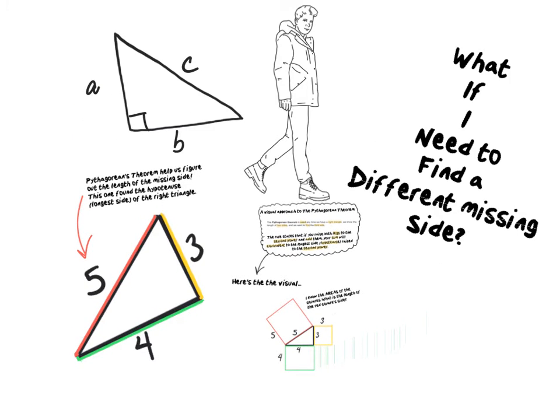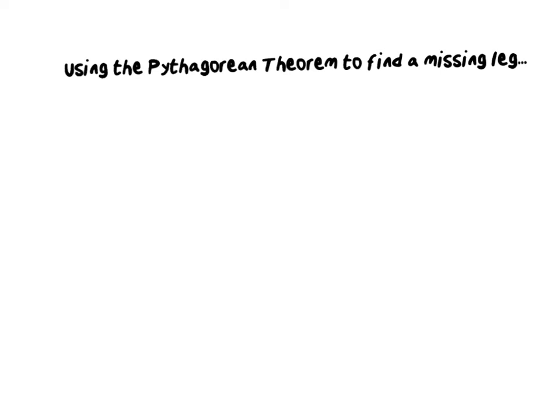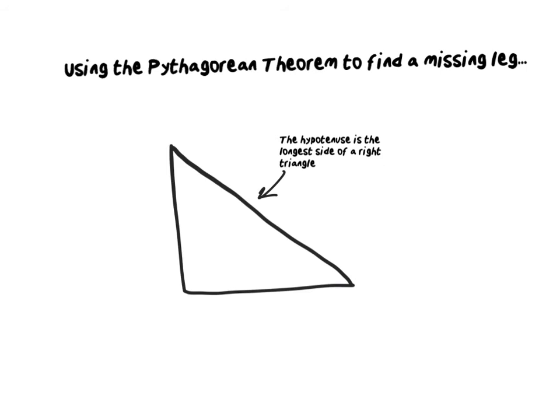So what if you need to find a different missing side? Let's take a look at our next example. Using the Pythagorean theorem to find a missing leg. So remember, the hypotenuse is the longest side of a right triangle. The other two sides are called legs. All right, so let's put some measurements up and see if we can figure out the missing leg.